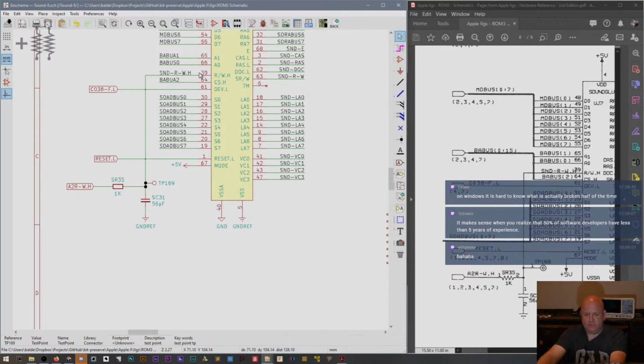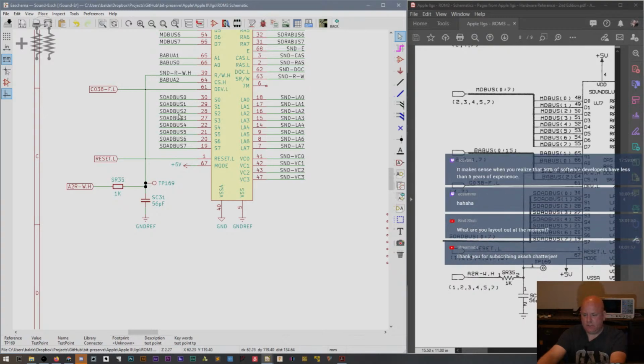What did I just do? So sound block comes down here, TP169, schematic to ground, 1K goes to A2R-W.H. All right, we got a 5-volt symbol that's not pointing down. And then a couple of things over here.